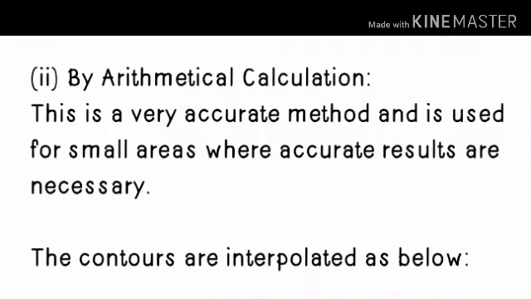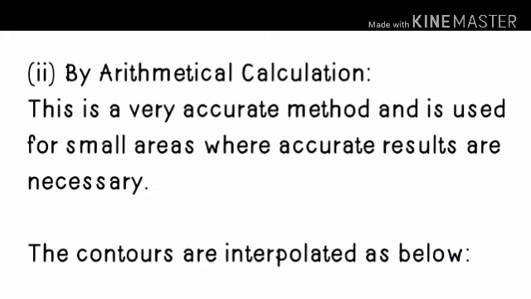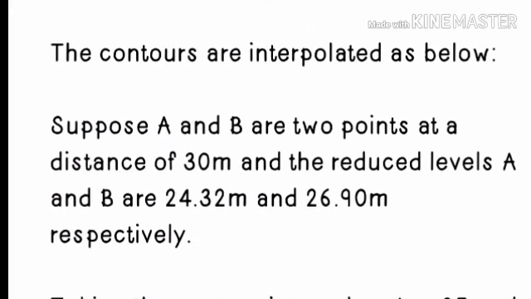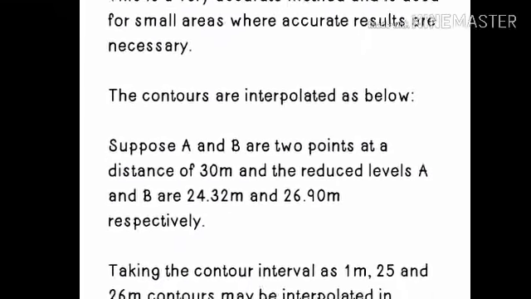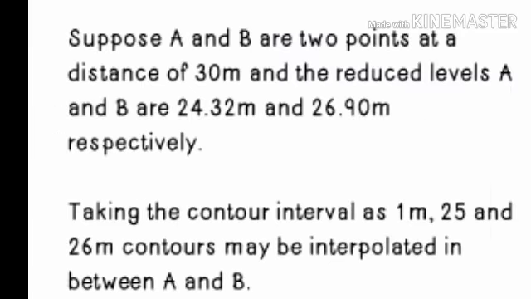Interpolation by arithmetical calculation. This method is very accurate and used for small areas where accurate results are desired. Contours are interpolated as below. Suppose A and B are two points at a distance of 30 meters, and reduced levels of A and B are 24.32 meters and 26.9 meters respectively. Taking the contour interval as 1 meter, 25 and 26 meter contours can be interpolated.